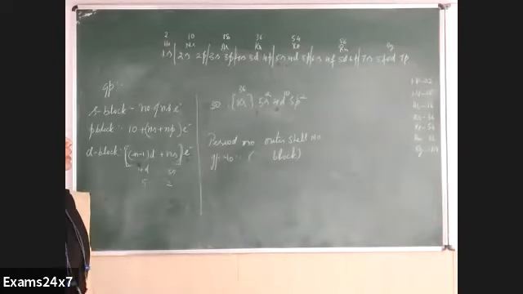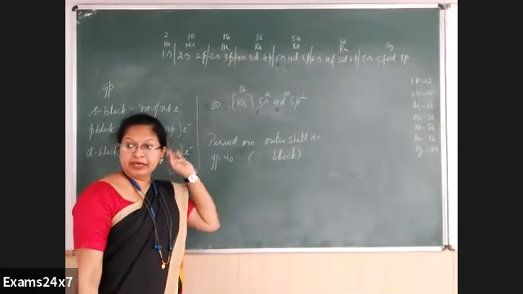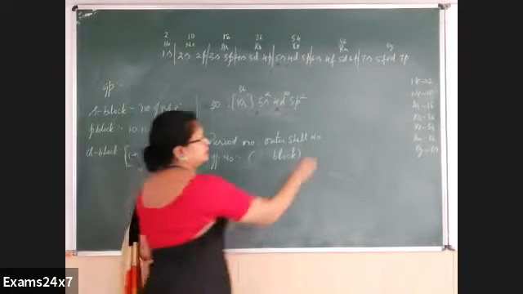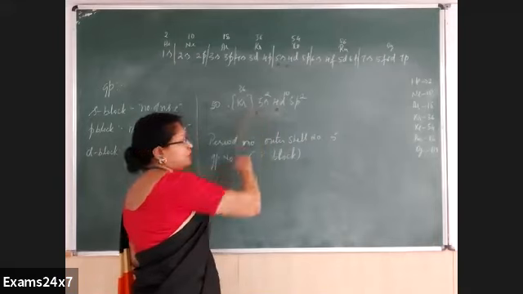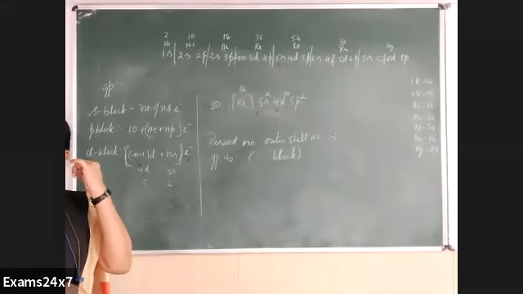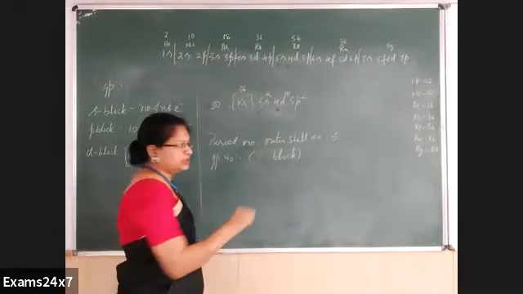Got it? Then what should be the period number? Period number is the outermost shell number. 5, right? Period number is 5 because it's the fifth shell, no? Outer shell. Which should be the block? See, the differentiating electron enters into which orbital? So p block. Understood? P block.